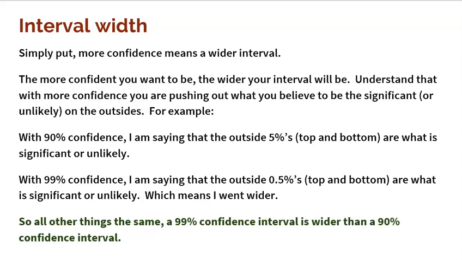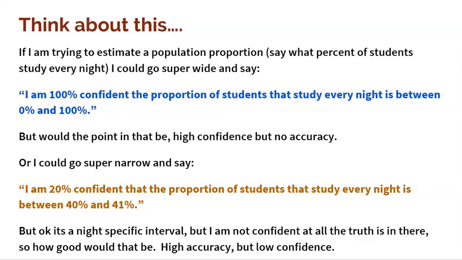So if you want a wider interval, become more confident. If you want a narrow interval, be less confident. Now listen, I don't know why anybody in their right mind would ever want to be less confident. Let's look at this two ways. If I'm trying to estimate a population proportion, let's say I'm trying to find the proportion of students who study every single night.